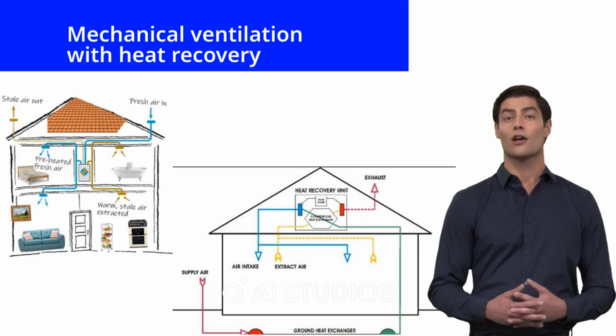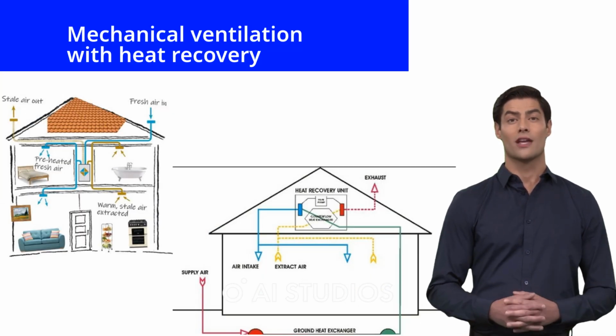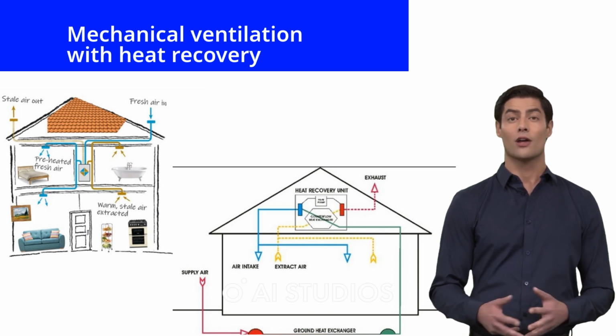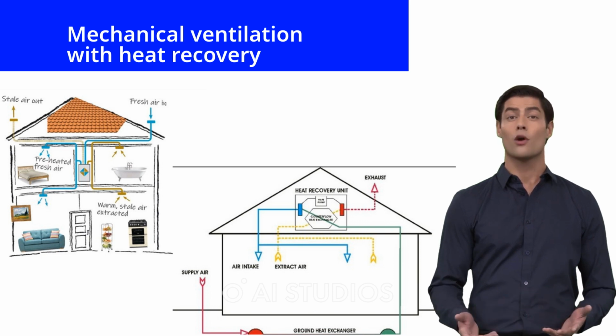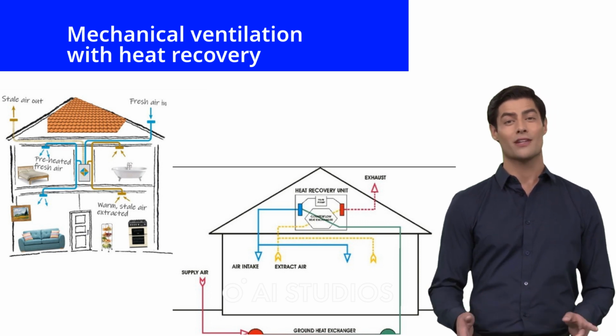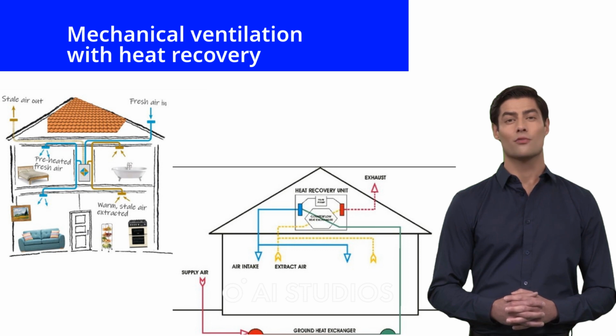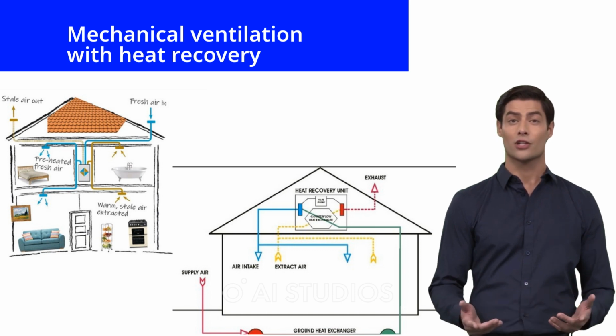A passive house building is airtight, so mechanical ventilation is necessary to provide fresh air and maintain healthy indoor air quality. The ventilation system also recovers heat from outgoing air and uses it to preheat incoming fresh air, which reduces heating requirements and increases energy efficiency.